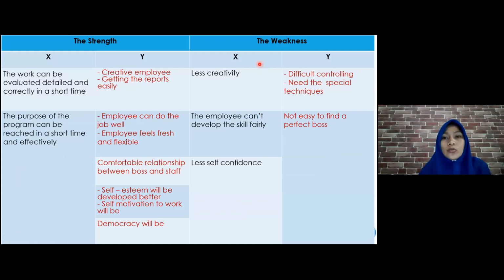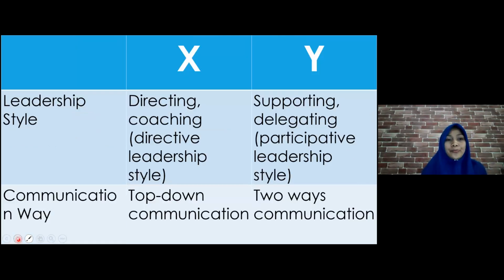Then this one, the strengths and the weaknesses, you can read by yourselves. There must be X strengths and also Y strengths, and then the weaknesses of the X and Y workers. Both of them have their strengths and weaknesses. So because of that, in terms of leadership style, the leader should direct and coach the X person, and support and delegate to the Y worker. And the best communication way for the X worker is top-down instruction, whereas for the Y worker it is two-way communication.